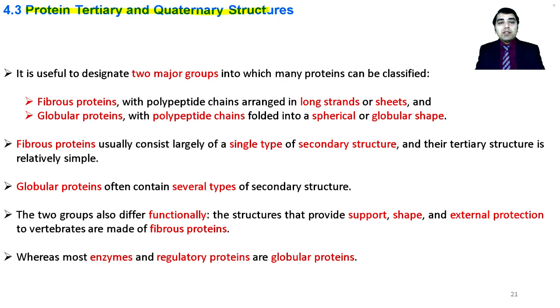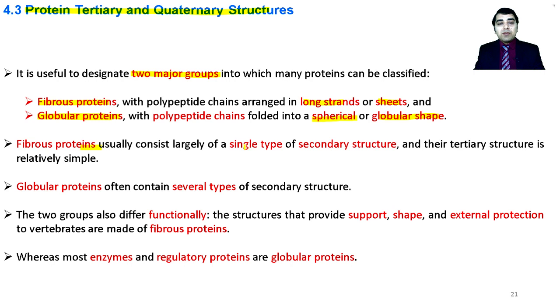The protein tertiary and quaternary structure. It is useful to categorize all the proteins into two major categories. One is the fibrous proteins and the other is the globular proteins. The fibrous proteins have long strands and sheets, while the globular proteins have a spherical, globular shape.